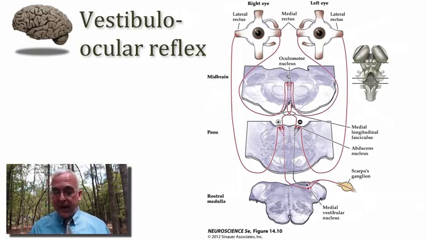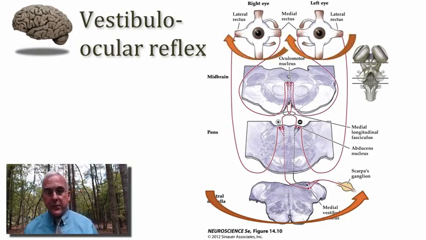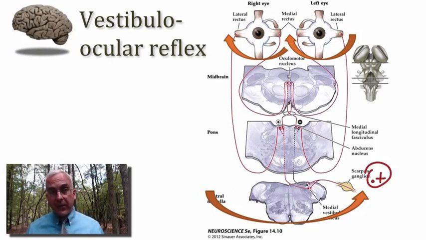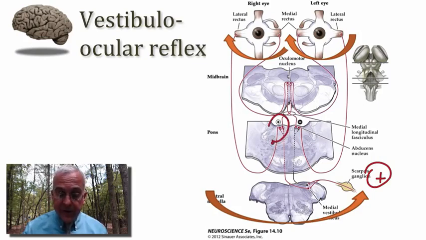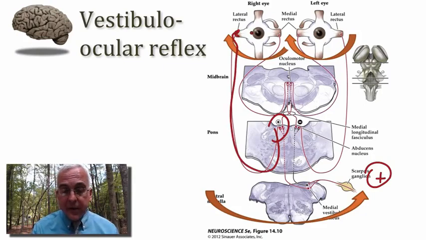And as I move my head to the left, my eyes rotate to the right. And the reason why is that as I turn my head to the left, I'm activating the horizontal canal on the left side of my head. That's driving excitatory signals that are going to cross the midline. That's going to activate the motor neurons in the abducens nucleus, which will innervate the lateral rectus and pull that eye towards the left.